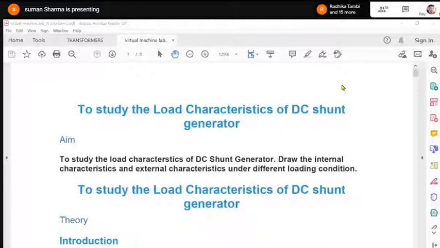That is the internal characteristic. When the generator is loaded, the generated voltage decreases. As you increase the load current, the drop will increase and therefore this generated EMF will decrease, due to armature reaction. So the generated voltage will be lower than the EMF generated at no load.